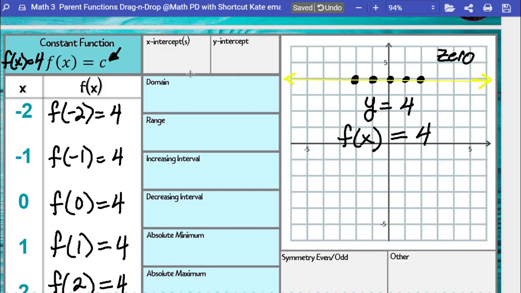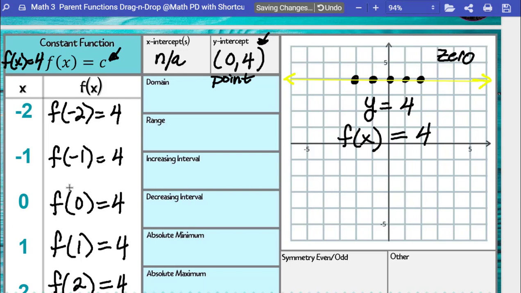Now let's do some characteristics of this function. So what is the x-intercept? Well, if you look at the graph, there aren't any x-intercepts, so that's none, or non-applicable. The y-intercept is right here at 0, 4. Remember, a y-intercept is a point. It's a point, so do not just write the number 4.